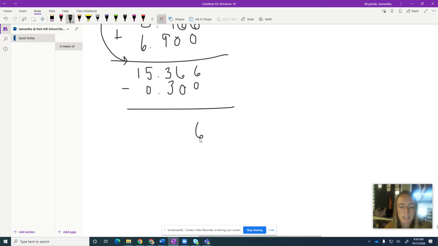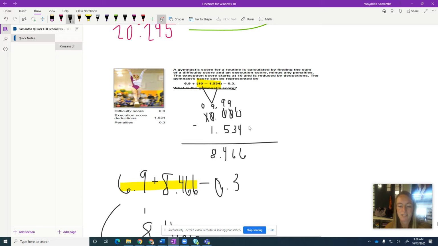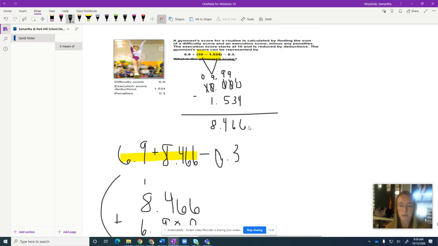I have 6 minus 0 is 6, 6 minus 0 is 6, 3 minus 3 is 0. Bring my decimal point down. 5 minus 0 is 5. 1 minus 0 is 1. So my final answer would be 15 and 66 thousandths. That comes from doing 6 and 9 tenths plus, in parentheses, 10 minus 1 and 534 thousandths, minus 3 tenths. So as long as we can follow order of operations, we'll be good to go in this problem.